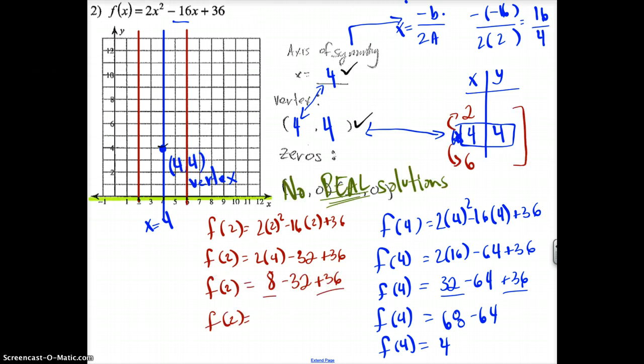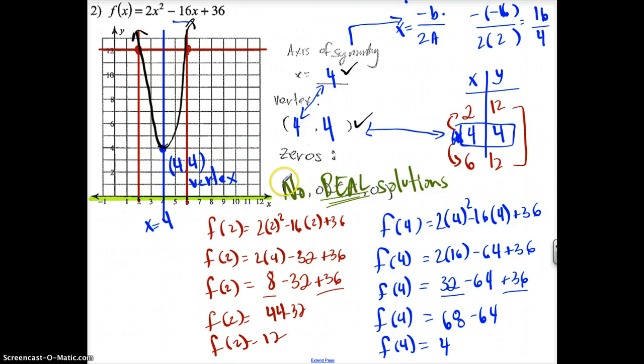f of 2. Okay, we're going to combine our positive numbers. We should have 44 minus 32. f of 2 equals 12. And we'll mark it at 12. These answers should be the same here, 12 and 12, because they're the same distance from the center here and here, and then we can connect the dots. Sorry, I subtracted wrong earlier. I did 44 minus 32. I wrote 8. Should have been 12. Sorry, I wasn't paying attention.